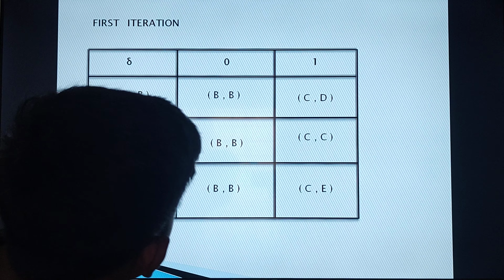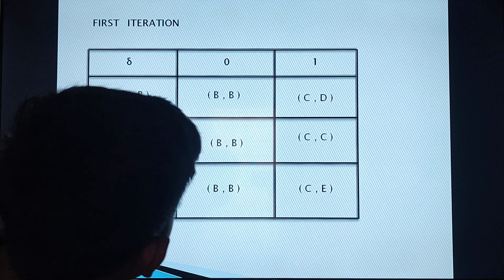For A, C, on 0 A is going to B, and for C on 0 it is going to B itself. So on 0, B, B. For 1, on 1 A is going to C, and on 1 C is going to C itself. So it will be C, C.